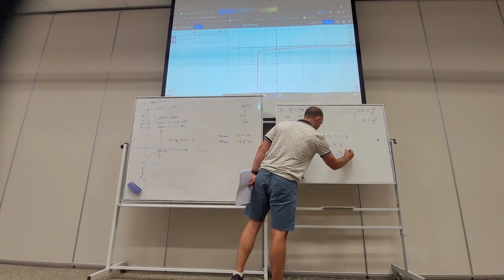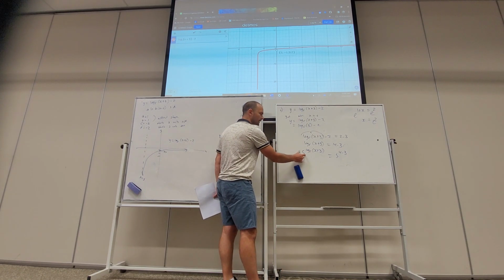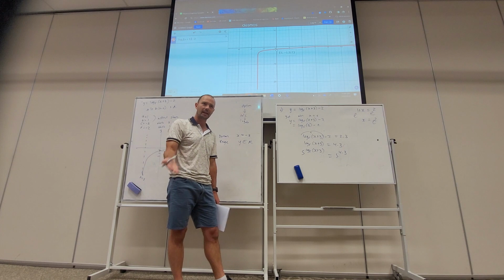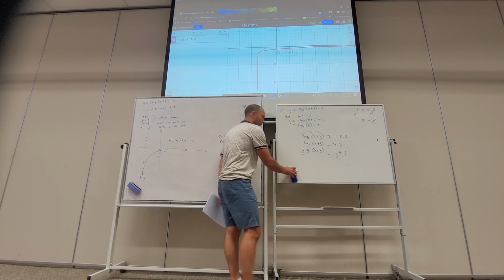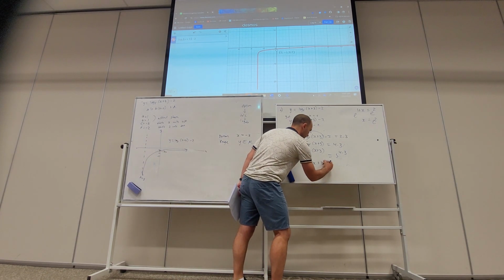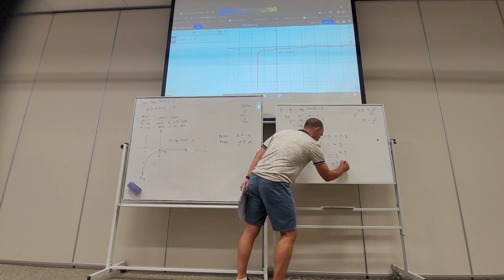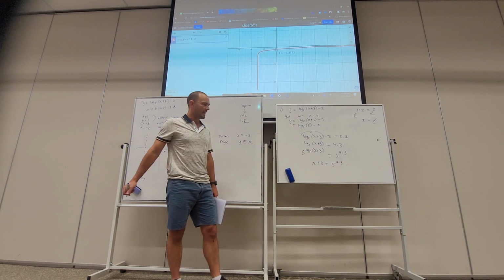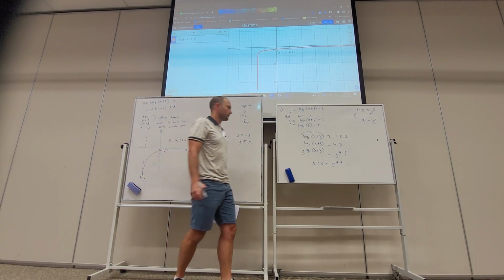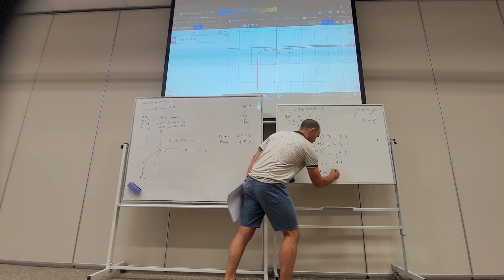So if we put 5 to the power of log base 5 of (x plus 3), and 5 to the power of 4.3, now these logarithm components will cancel. We're left with x plus 3 equals 5 to the power of 4.3, and then to get x by itself, we subtract 3 from both sides.